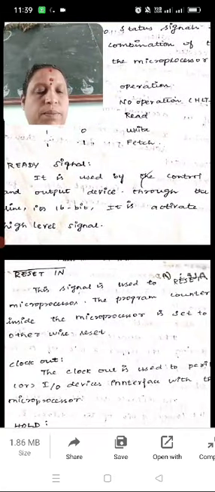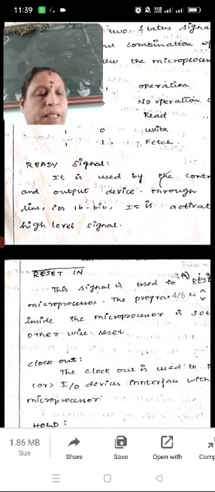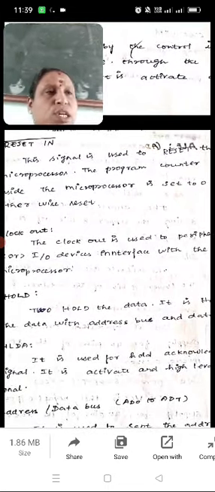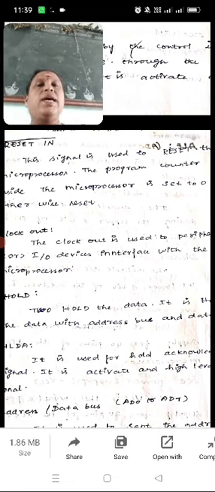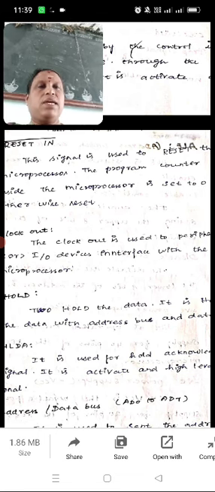The ready signal is used by the microprocessor to synchronize with input and output devices through the ready line. It is active high. Reset in. This signal is used to reset the microprocessor. The program counter inside the microprocessor is set to 0.